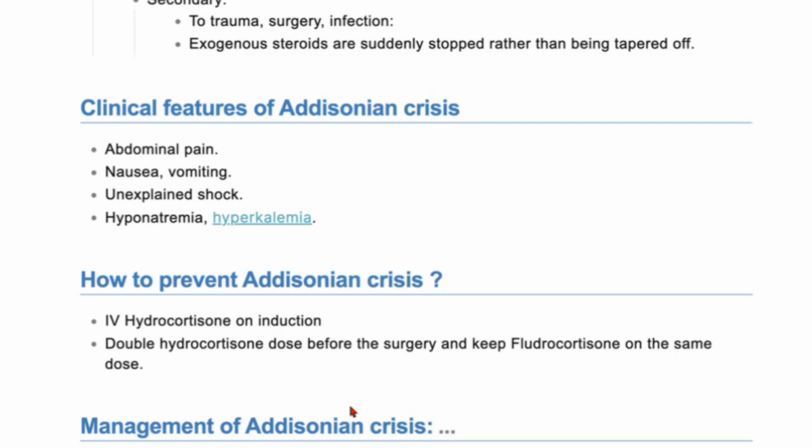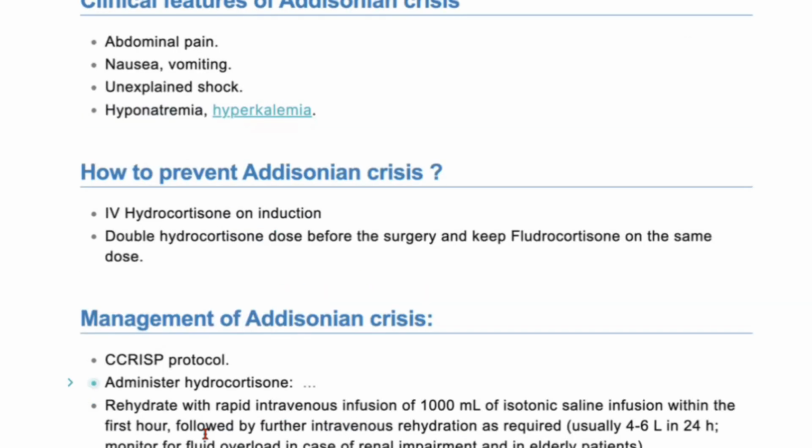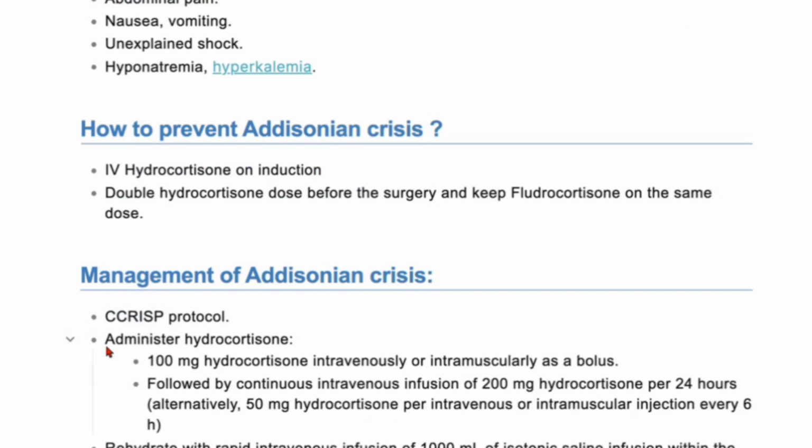I would like to manage this patient according to the CRISP protocol. I'd want to do a full history and examination, including a review of the drug chart. I would like to start the patient on IV hydrocortisone, a 100 milligram bolus, and then titrate accordingly, giving IV hydrocortisone continuously over 24 hours. They'll typically require aggressive rehydration, so I'd like to give IV fluids, either 4 to 6 litres over 24 hours. And then I'd also like to have an MDT discussion involving the surgeon, ITU, and endocrinologist as well.